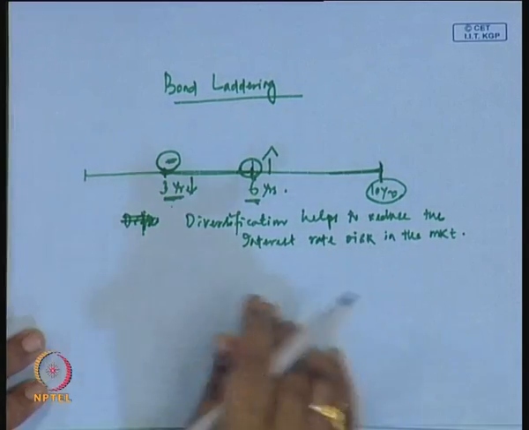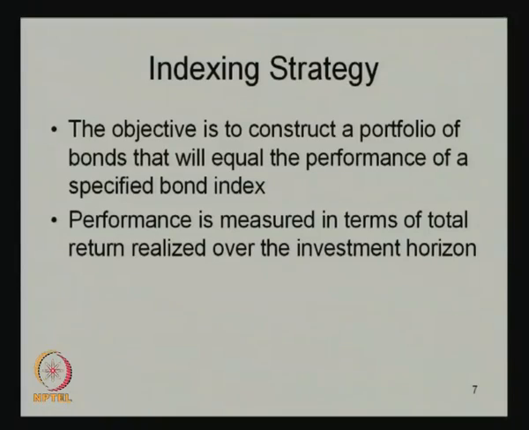So, that is the way the bond laddering strategy works in the market. Then another type of strategy we have is called the indexing strategy. What do you mean by this indexing strategy? The basic objective is to construct a portfolio of bonds that will equal the performance of a specified bond index. You go back to the previous session, where we discussed the indexing strategy in terms of equity portfolio management. It is the same philosophy that is used in the bond portfolio.